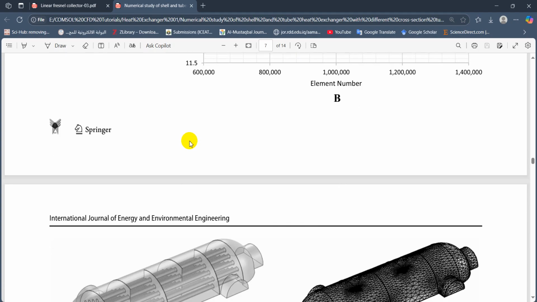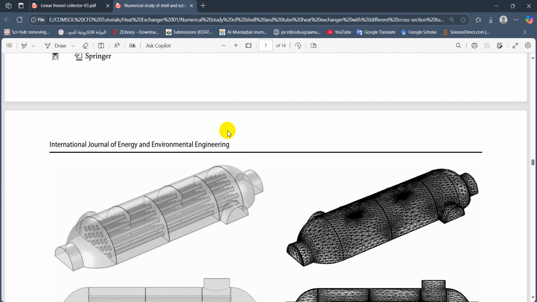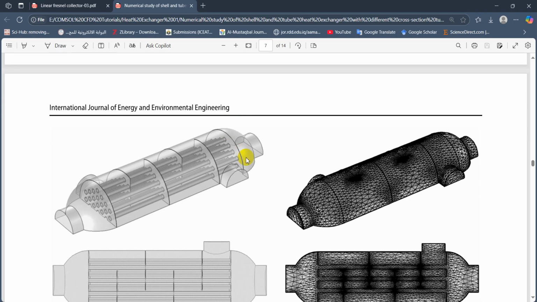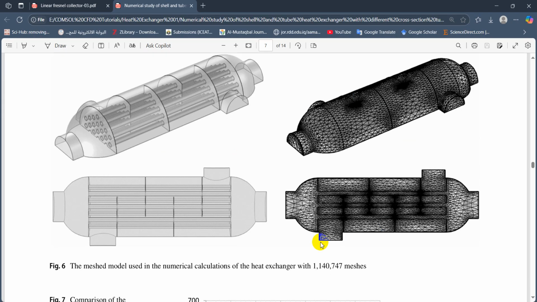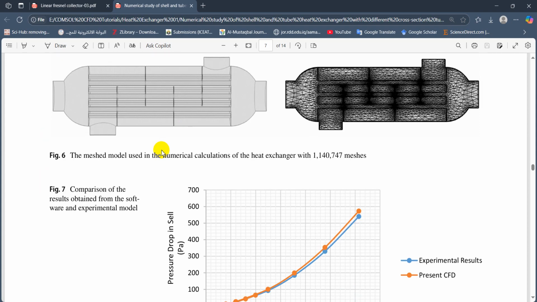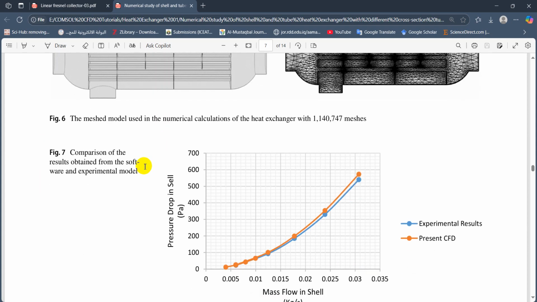Okay, this lecture will actually be useful for any researcher in the field of heat transfer, especially numerical heat transfer, because numerical heat transfer needs software where you build the model, generate the mesh, and solve the equations using powerful tools. You can see here that this is the number of mesh elements. Okay, this is actually a three-dimensional study, so it is really a good study.